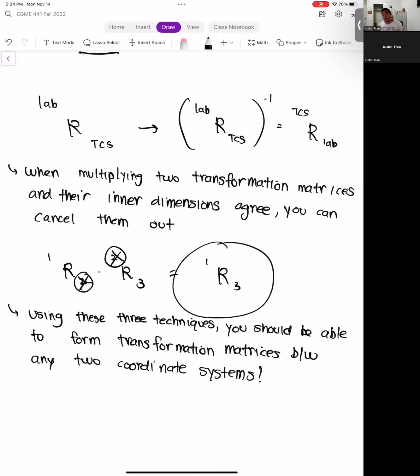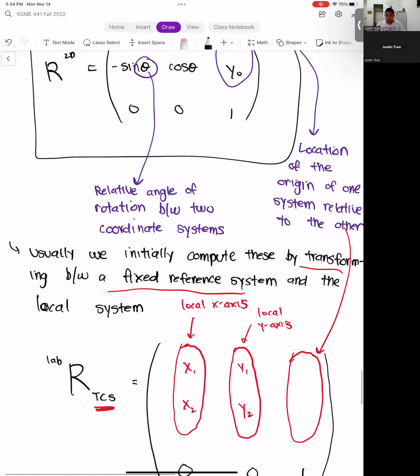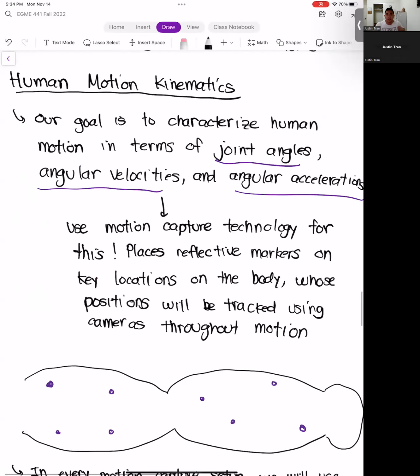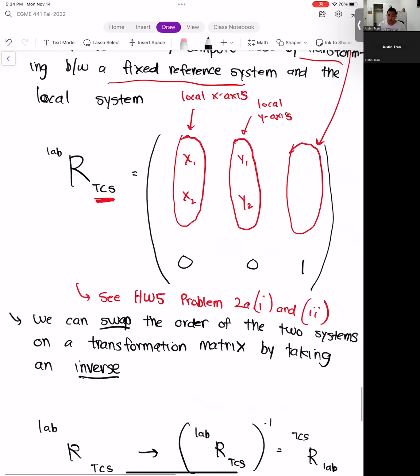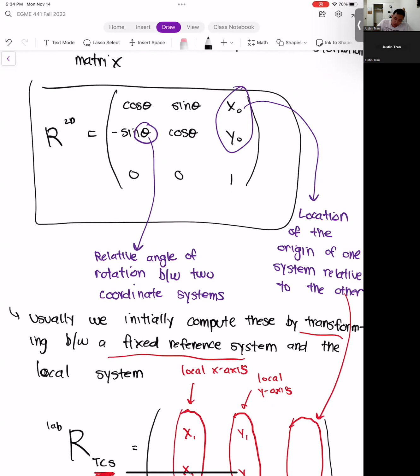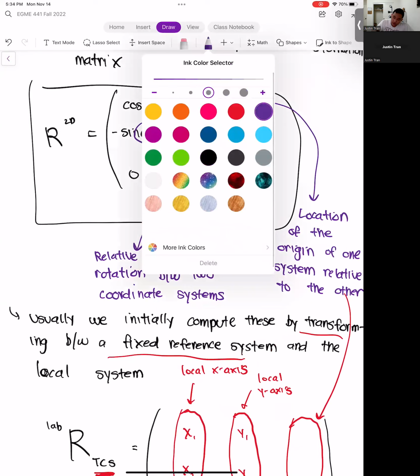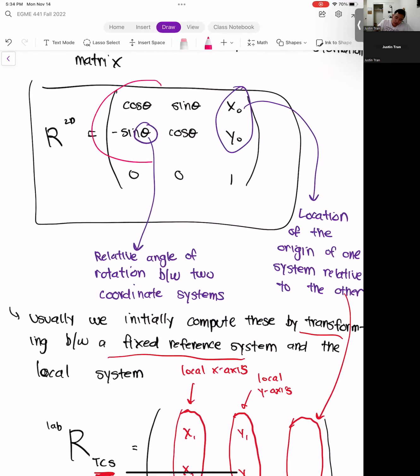Any two coordinate systems, you should be able to find the transformation matrix between the two. In particular, remember the goal for this whole human motion kinematics is to find expressions for the joint angles. And so what we want is to relate the transformation matrix to this expression right here. Because if we can get the transformation matrix between two ACSs, the ACS of one body segment and the ACS of another body segment, we can then relate the entries of that matrix with the sine or cosine to compute the angles.